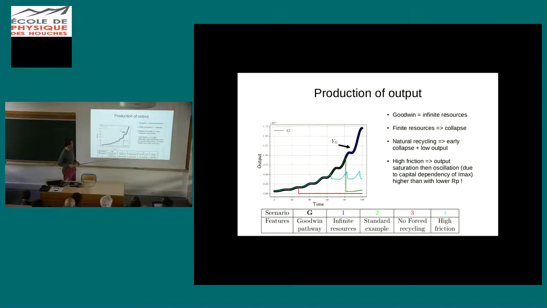What I can say is, in the case of high friction, the output follows the demand up to the maximum value it can reach, and then there is some oscillation which depends on the connection with the economic system. And in the case of the finite resource, which is green, we can see that the demand is always satisfied up to the point that it's not possible anymore, and we have a dramatic collapse of the production.